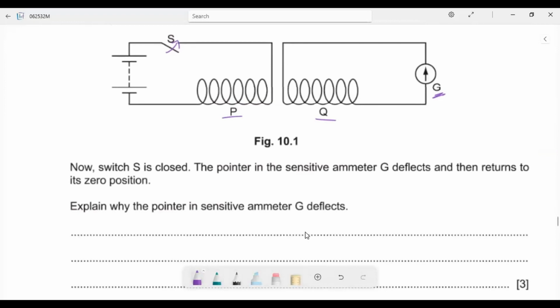Actually, it is due to mutual induction. When switch S is closed, the current will start flowing through P, and there will be a change in magnetic field. A changing magnetic field will be there, and thereby an EMF will be induced. This induced EMF will be transferred to Q through mutual induction. As there is an EMF induced, this ammeter G will deflect. That means whatever is induced in P will get induced in Q also because of mutual induction.